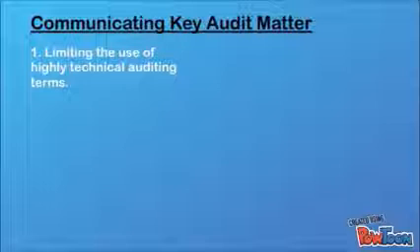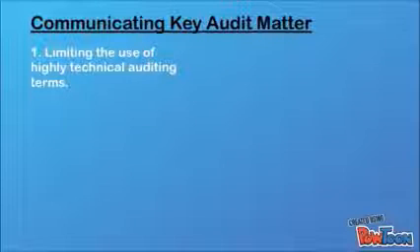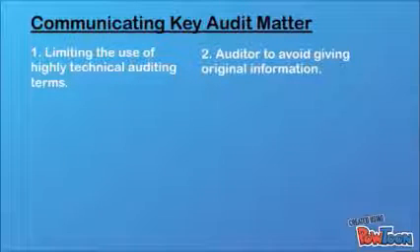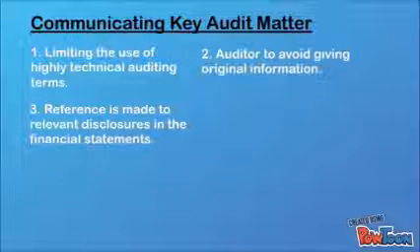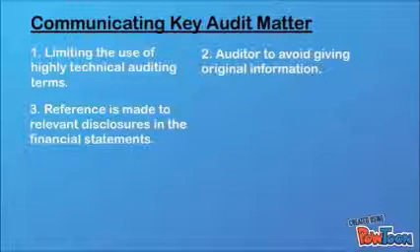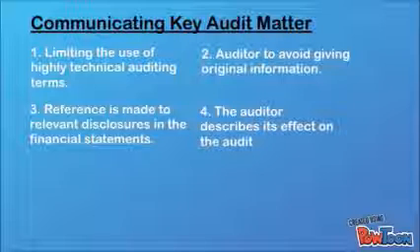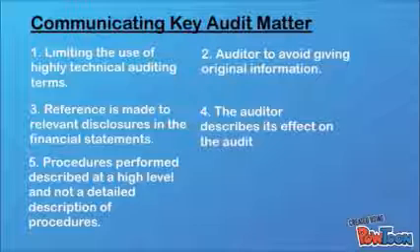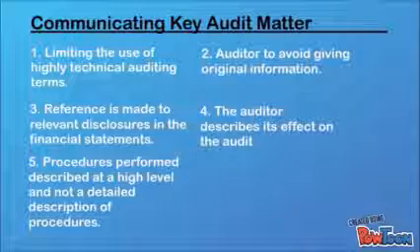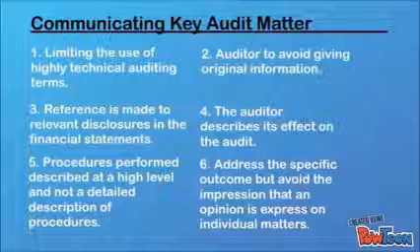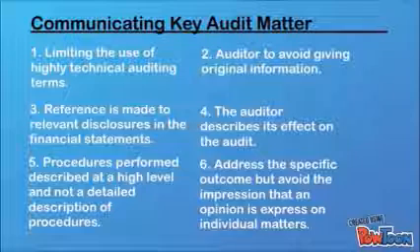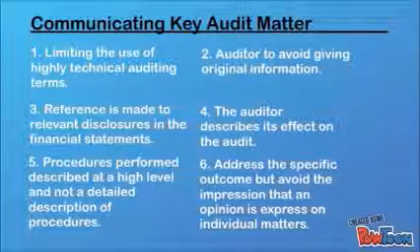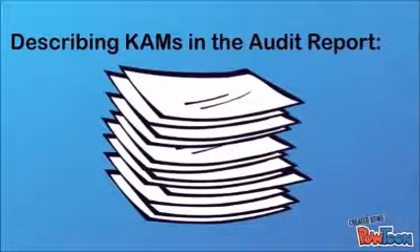Communicating key audit matters. Limiting the use of highly technical auditing terms. The auditor avoids giving original information. Reference is made to relevant disclosures in the financial statements. The auditor describes its effect on the audit. Procedures performed are described at a high level, not a detailed description of procedures. Address the specific outcome but avoid the impression that an opinion is expressed on individual matters.